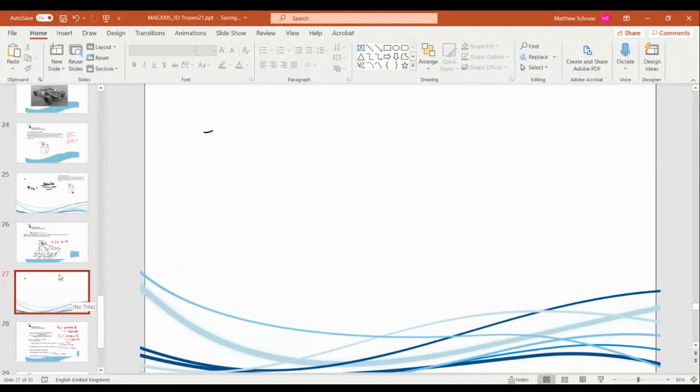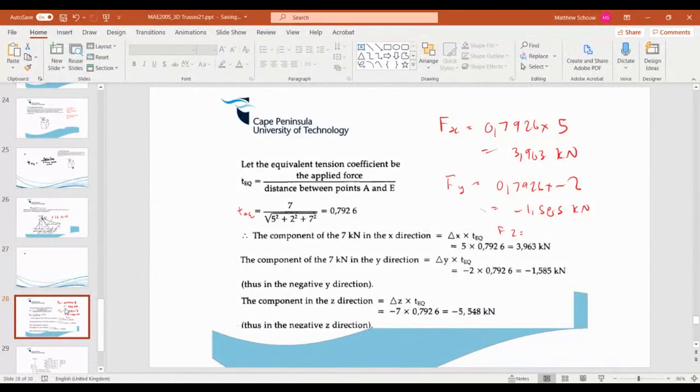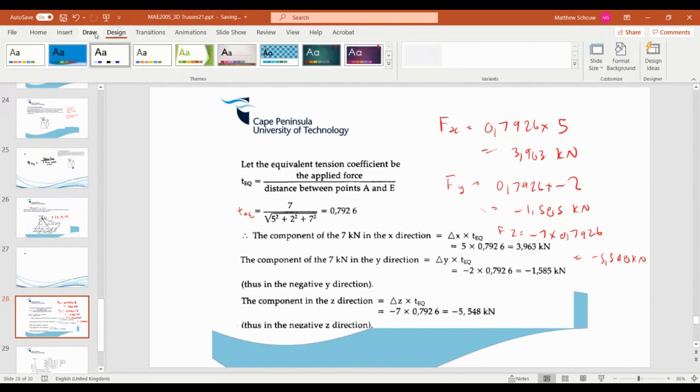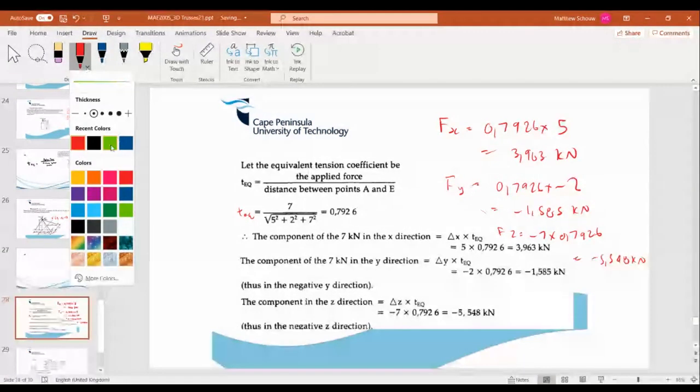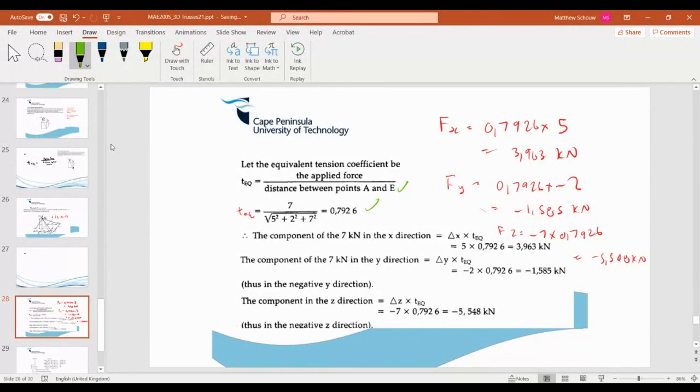Appreciating the fact of finding the numbers, to find Fz we just take minus 7. So make sure your coordinates are right, and you multiply that by your tension coefficient 0.7926, and you should get minus 5.548 kilonewtons. In a case like this, in terms of marks, you definitely get 2 marks for this.